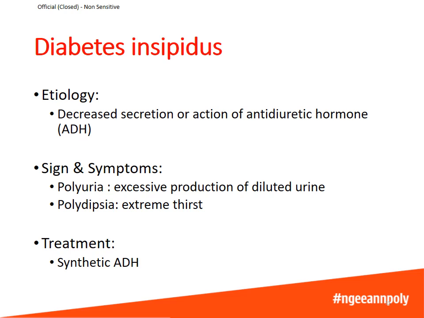Since the body is unable to retain water, this results in excessive thirst. The person needs to drink a lot of water, otherwise they would become dehydrated very easily. This condition is treated by giving synthetic ADH.